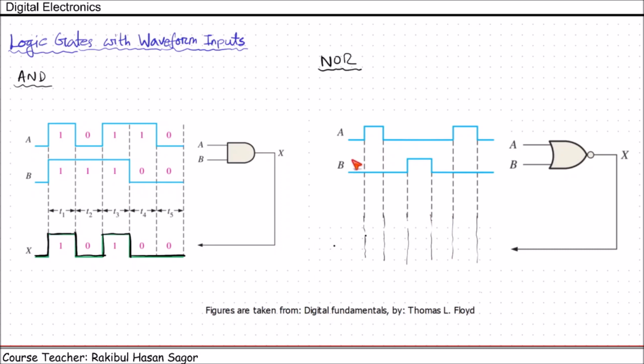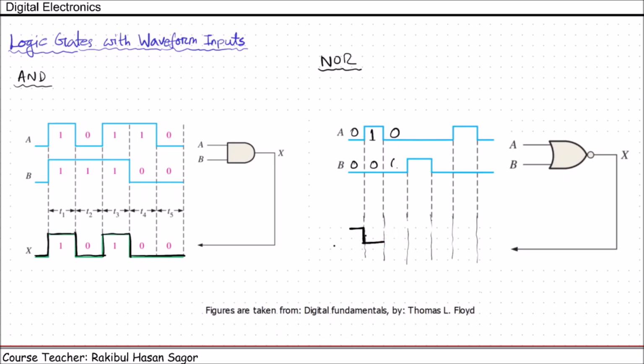Here, for A and B, both inputs are 0. For 0, 0 input, the output of the NOR gate will be 1. So that will start from 1. Now here we have A equal to 1 and B equal to 0. For 1, 0 input, the output of the OR gate is 1 and the output of the NOR gate is 0. So it will start from 1 and during this time period it will go back to 0 position.